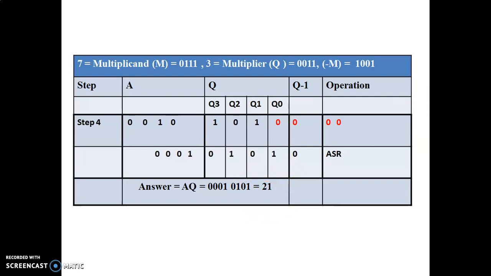So this is how we represented 7 into 3 using Booth's algorithm. Similarly, I want you to perform this for 7 into minus 3. Now I will also show you one example for, let's say, one positive and one negative, and probably both the numbers negative.